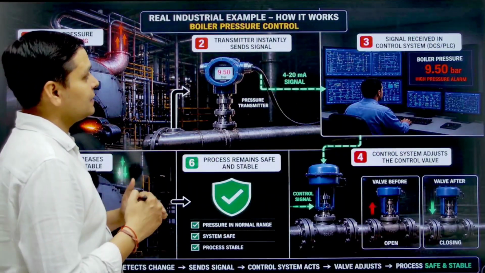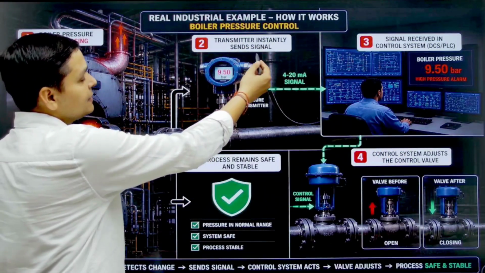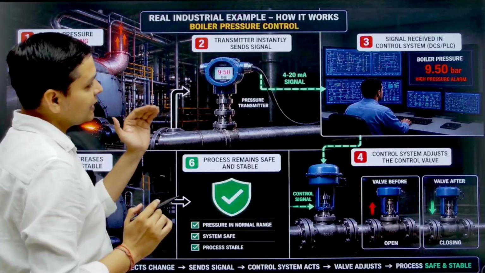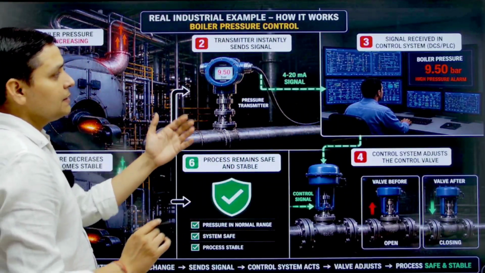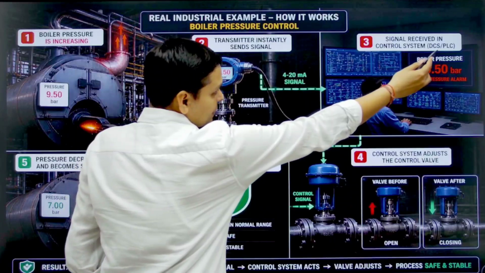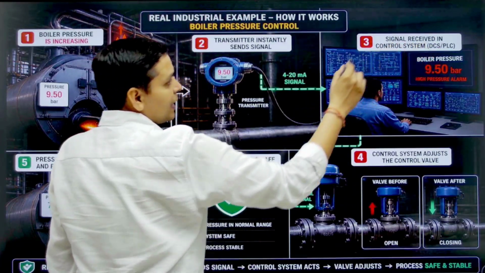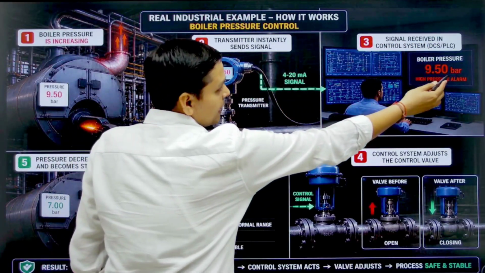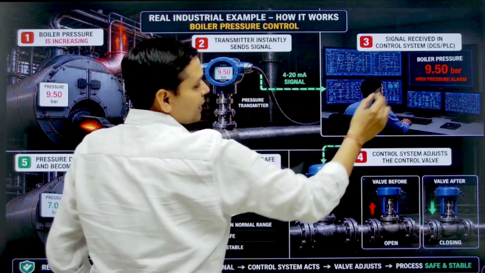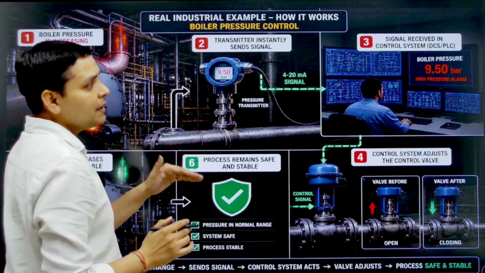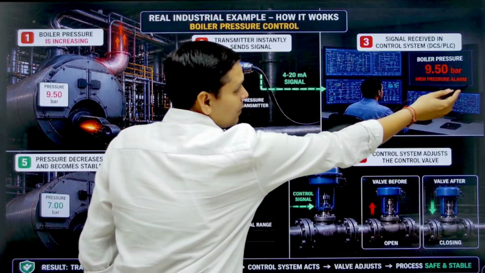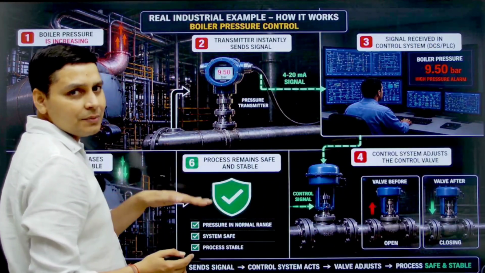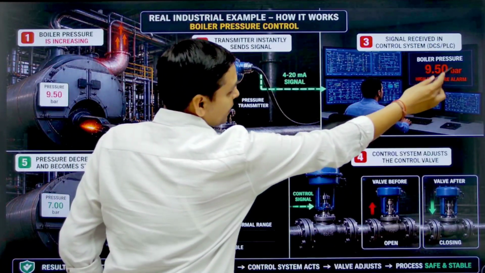As the pressure increases, the transmitter instantly sends a signal in the form of a 4 to 20 milliampere signal. Here the signal is received in the control system, meaning the PLC or DCS, and here we will get 9.5 bar, and if an alarm is set, that alarm will also come. A high pressure alarm will also come if we have set the alarm at 9.5 bar.